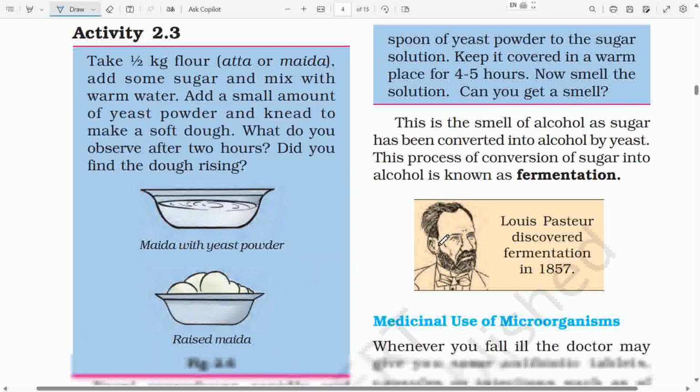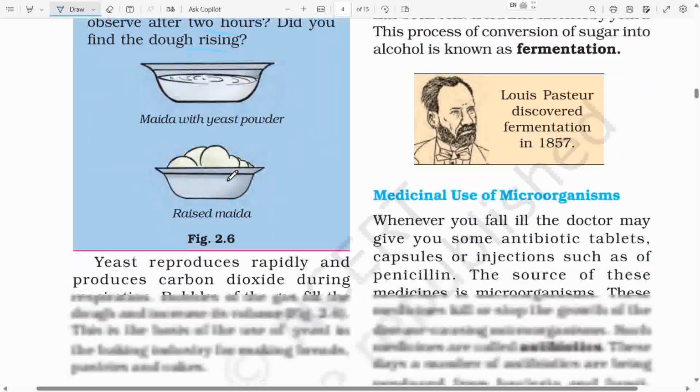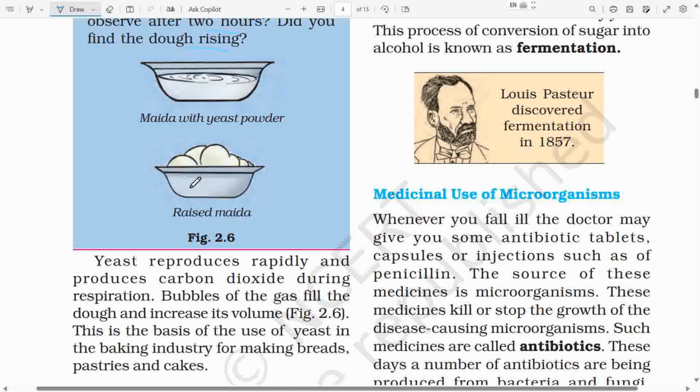Page 20. Activity 2.3. Take half kg flour, atta or maida, add some sugar and mix with warm water. Add a small amount of yeast powder and knead to make a soft dough. What do you observe after 2 hours? Did you find the dough rising? Figure 2.6 shows, first maida with yeast powder, then raised maida.